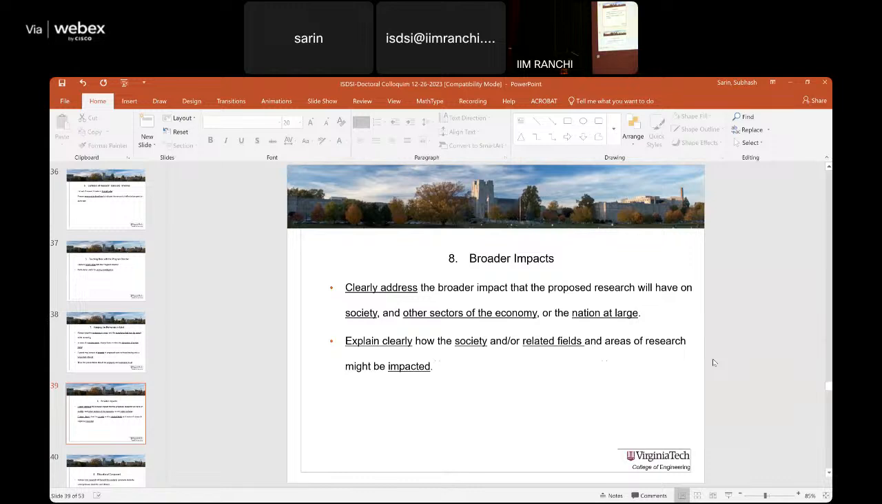The more you can say how useful your proposed ideas are going to be for different sectors of the economy, the nation at large, and different societies, the more convincing it is, of course, and it makes the proposal more effective.